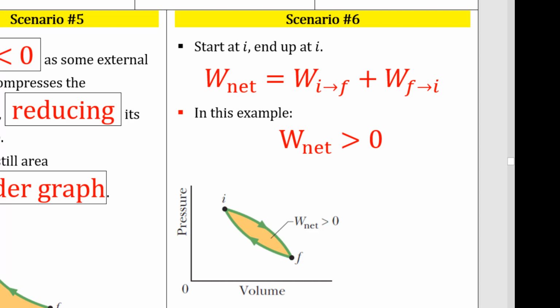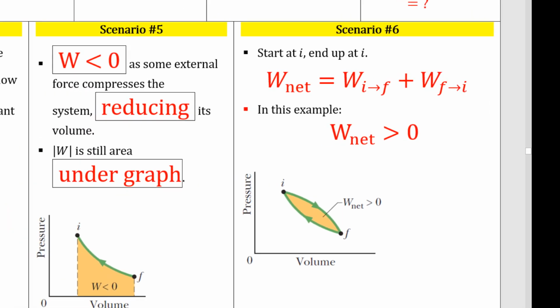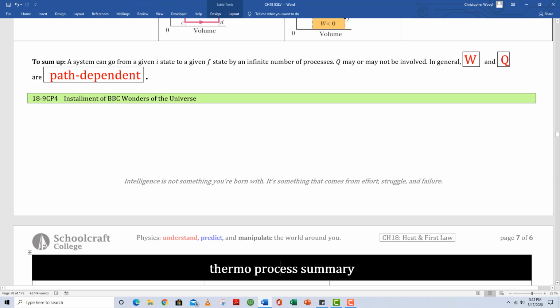You can see going from state I to state F in the forward direction produces a lot of work, but going from state F back to state I produces a certain amount of negative work, and in this case, the total amount of positive work is greater than the total amount of negative work, and you're looking at the net work in this figure.